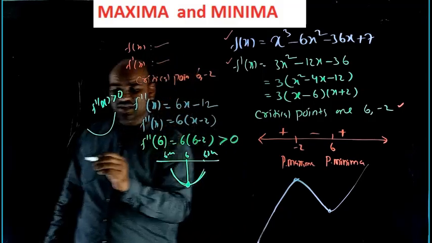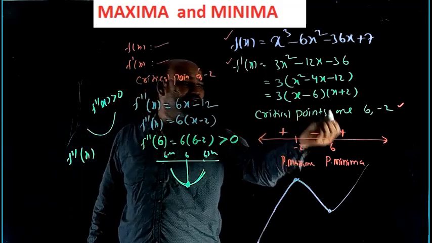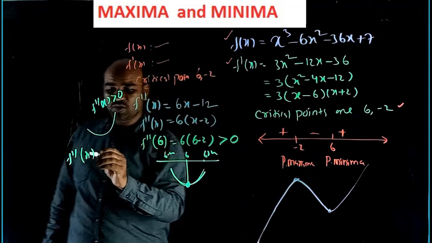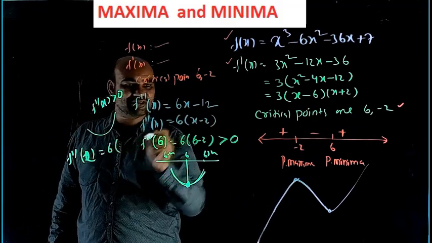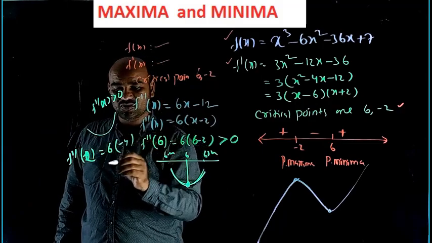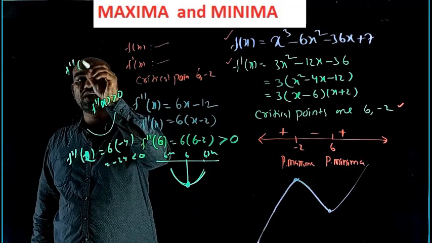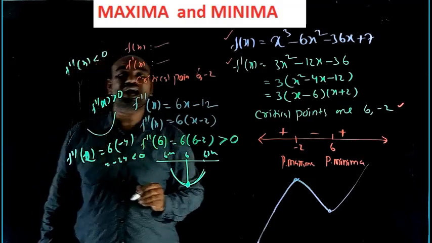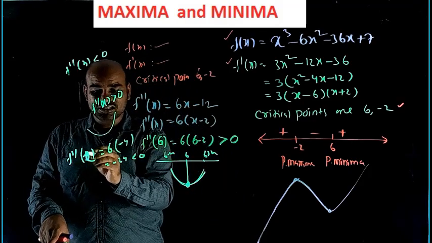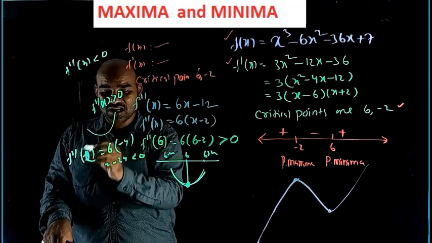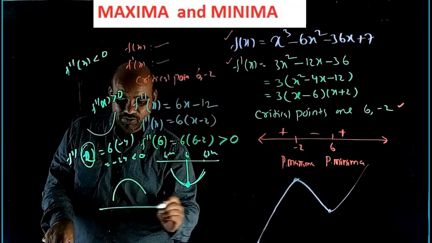For example, find f double dash of x at minus 2. f double dash of minus 2 is 6 times minus 2 minus 2, that is minus 4. That is minus 24, less than 0. Already you know that if f double dash of x is less than 0, the function is convex in that interval. So f double dash of minus 2 less than 0 means in the neighborhood of minus 2 the function is convex. The graph will be like this in the neighborhood of minus 2.